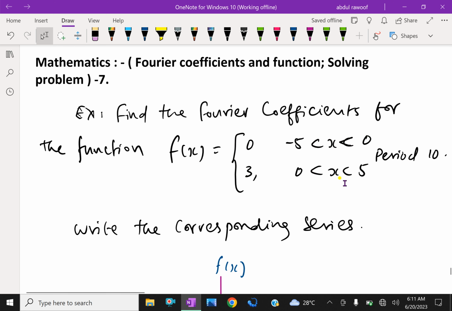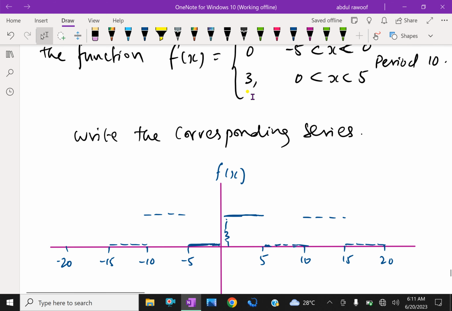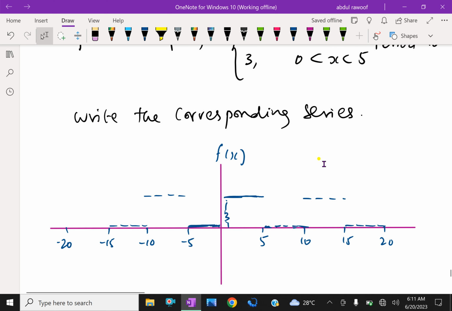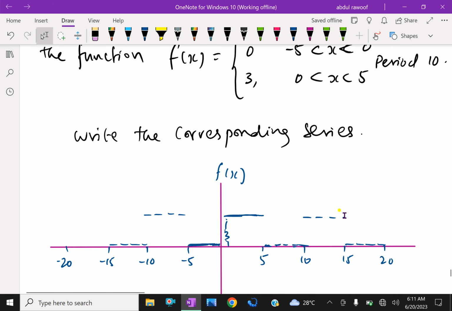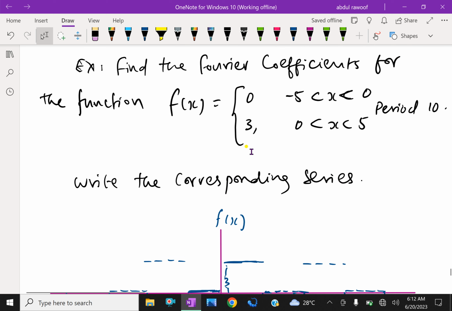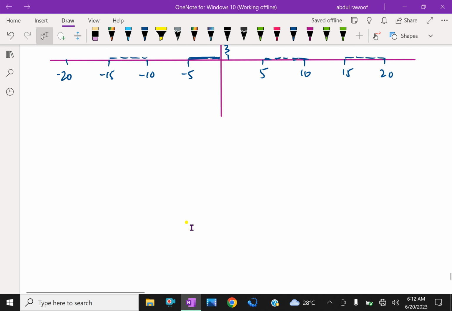Alright, then the corresponding series. Look at this graph. This is the graph of the given piecewise function. There f of x equals 3 for x from 0 to 5. And these dotted lines are f of x equals 0 for x from minus 5 to 0. Now let us start the problem.